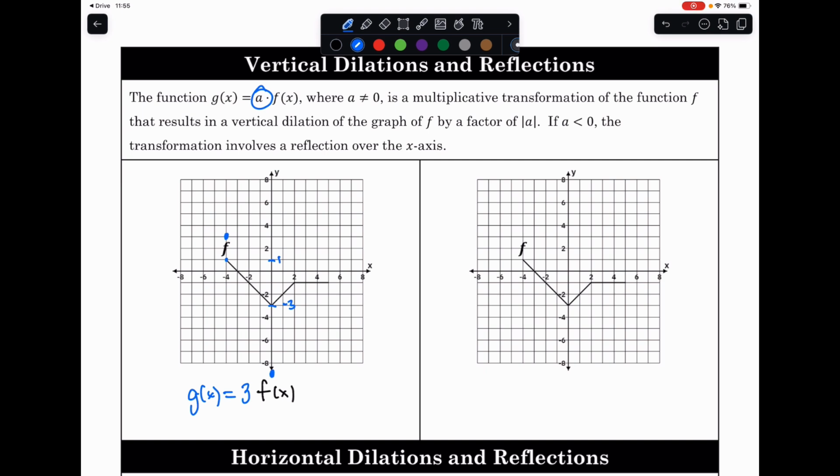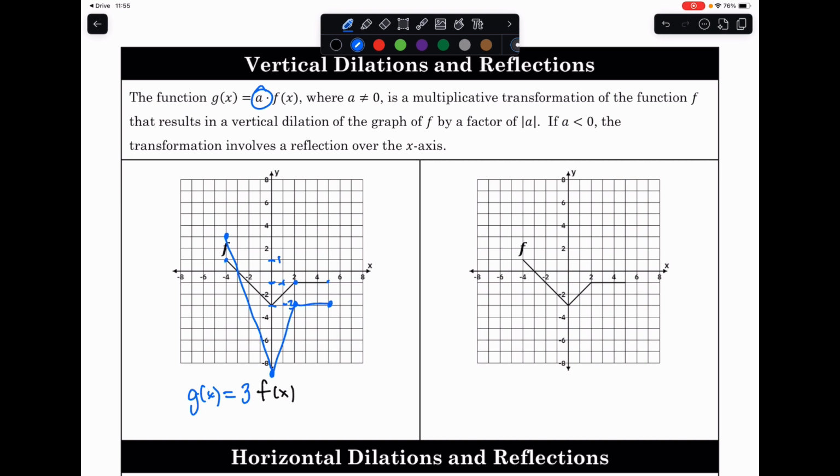The x values are not changing, but yet again, the y coordinates are what is being affected when I perform this vertical dilation. And the same thing with these 2 points right there. Since these 2 points have a y value of -1, instead of going 1 unit downwards, they're going to go 3 times as many units down. So they're going to go down to -3. And the graph of g will now look like this.